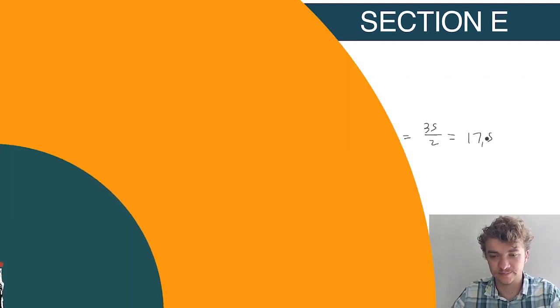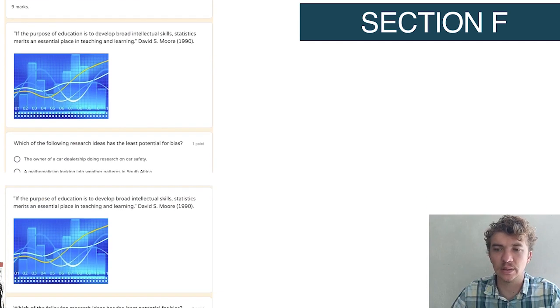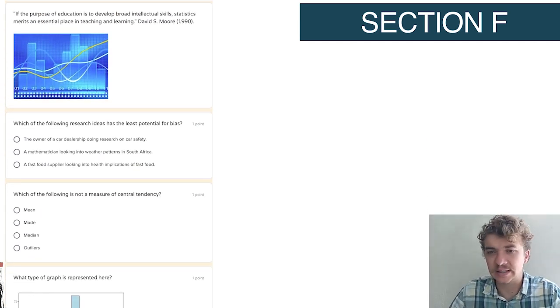Thank you very much. Okay, next we have section F, data handling, for 9 marks. First, there's an inspirational quote about statistics. Then, first question, which of the following research ideas has the least potential for bias? A mathematician looking into weather patterns in South Africa, a fast food supplier looking into health implications of fast food, or the owner of a car dealership doing research on car safety.